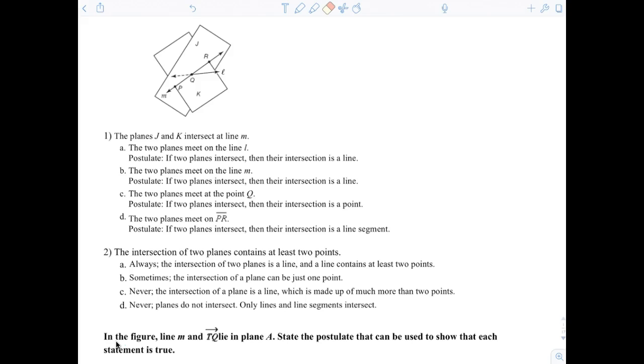Two planes meet at line L, or two planes meet on the line M. If two planes intersect, then our intersection is a line. All right, is everybody okay with that? All right, definitely B. All right, anybody have any questions with that?